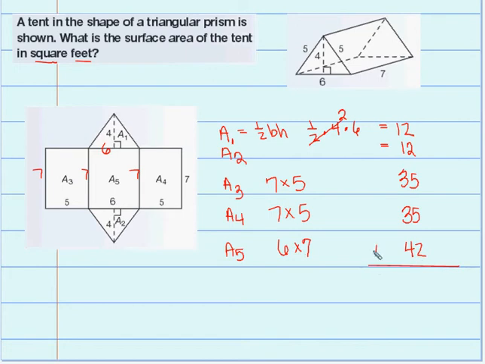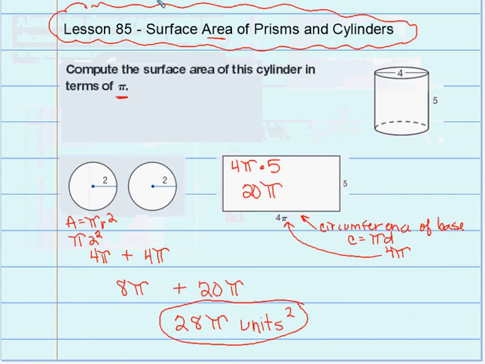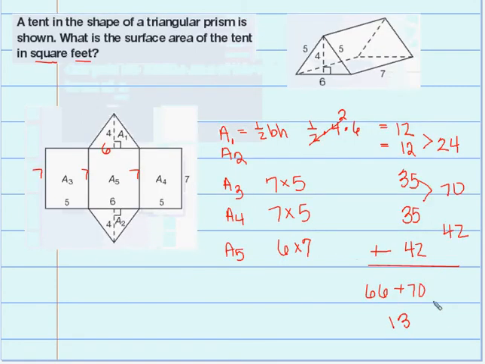And then we just add these all up. So this is 24, this is 70, and 42. 24 plus 42 is 66, plus 70 is 136. And we wanted square feet, so we have 136 feet squared.